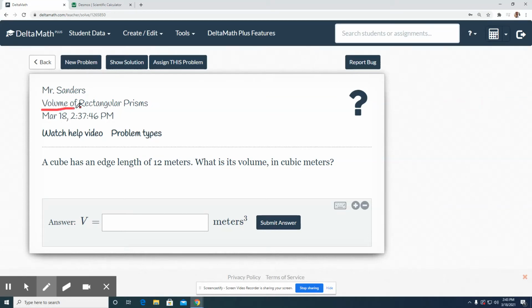We're looking at volume of rectangular prisms. And I've talked about what volume, rectangular, and prisms are already. So let's go ahead and go through the problem. A cube has an edge length of 12 meters. What is its volume in cubic meters?